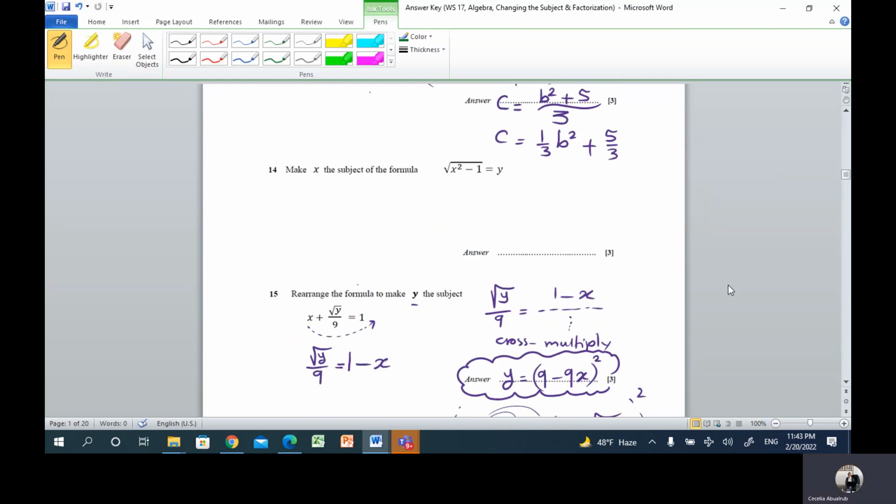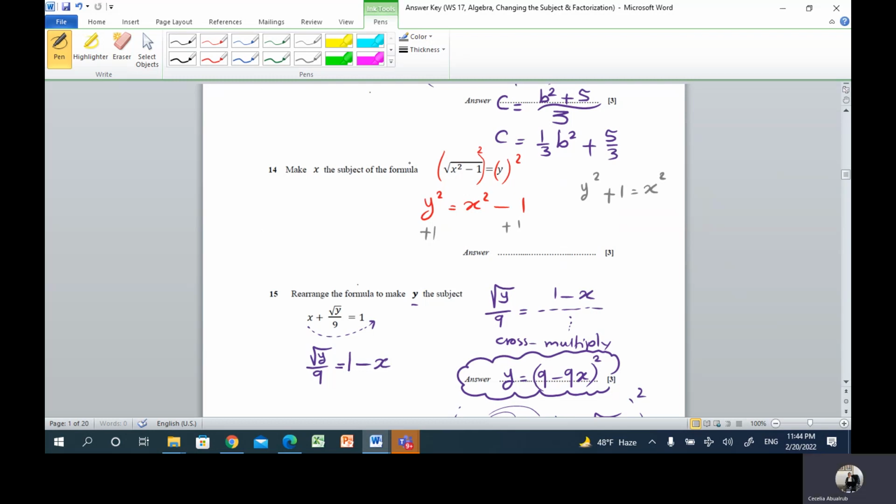So 14, they want us to make X the subject, and in this case, to get rid of the square root, we're going to take each side to the power of 2. So it will be y squared is equal to x squared minus 1, because the square will cancel the square root. So x is my subject, so we need to add 1 to this side and to add 1 to this side. So it will be y squared plus 1 is equal to x squared.